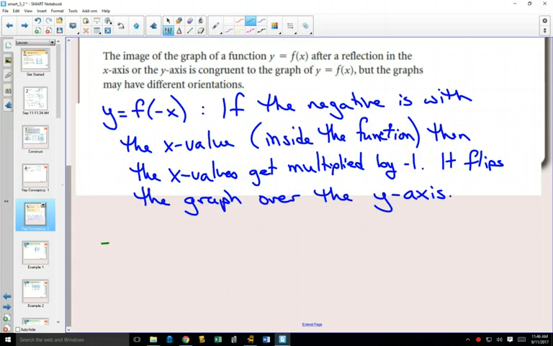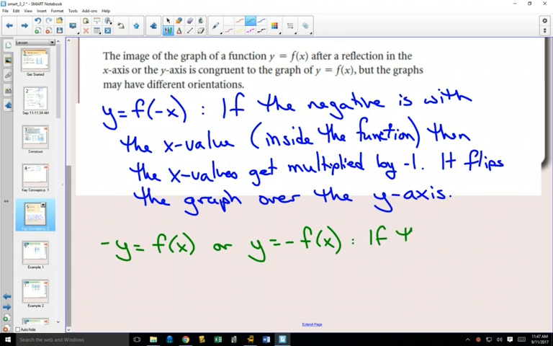Secondly, if you have negative y equals f of x, or more commonly, because we like to get the y by itself, there is a negative outside of the function, y equals negative f of x. So can you see how I'm talking about the negative being inside the function when it's with the x, and outside of the function when it's outside of that function notation?